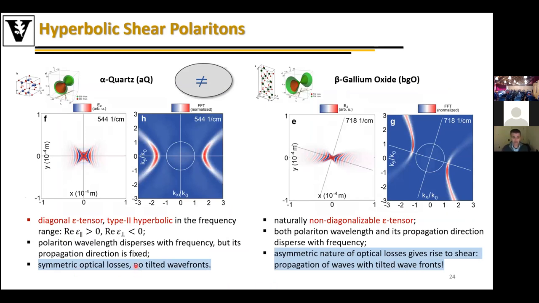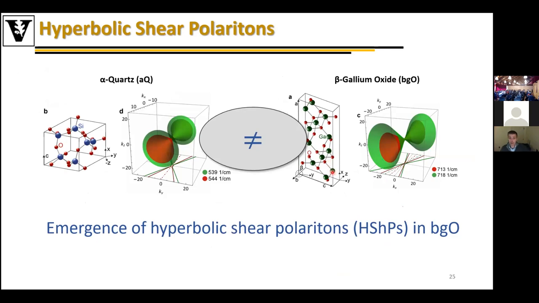So not only does this define the direction, but it also defines the wavelength. Because the losses in alpha quartz are symmetric, this leads to very well-defined wavefronts as shown here. However, what you find, because of the off-diagonal imaginary contributions to the permittivity tensor, is that you actually get this shear upon the propagation, leading to tilted wavefronts as seen in this case, which will also continue to induce this rotation of the propagation direction for the hyperbolic modes as you shift through frequency space. So this gives rise to what we refer to as hyperbolic shear polaritons, beta gallium oxide serving as an exemplary material in this regard, but this is general to the class of monoclinic crystals, as well as potentially lower symmetry triclinic crystals.